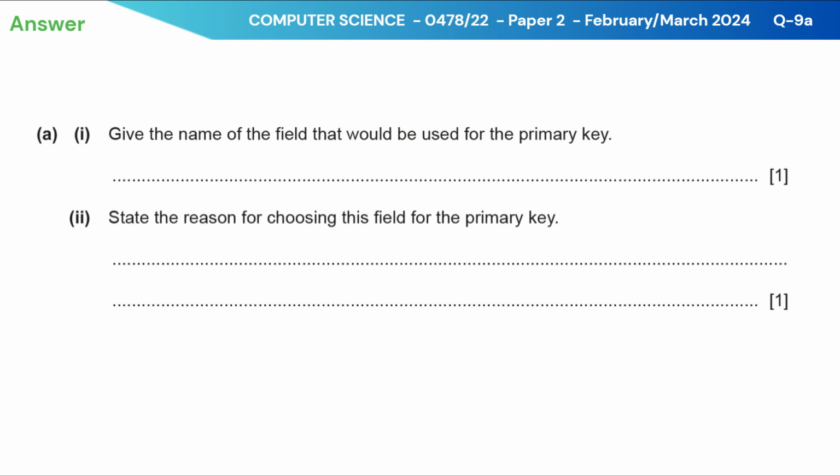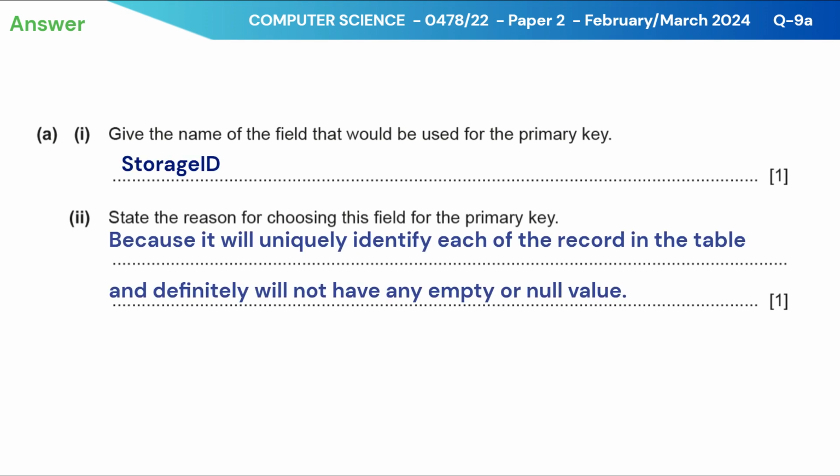Now we can easily identify the field which will be used as the primary key of the table storage units, and it is storage ID, because it will uniquely identify each of the records in the table, and definitely will not have any empty or null value. Great! We have answered the question.